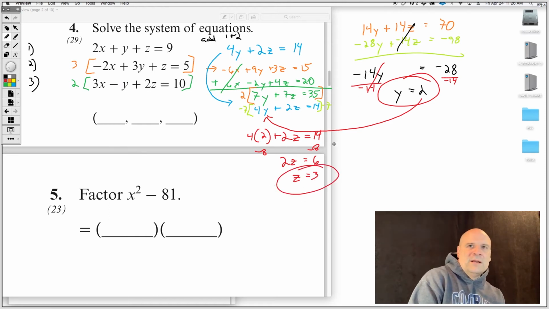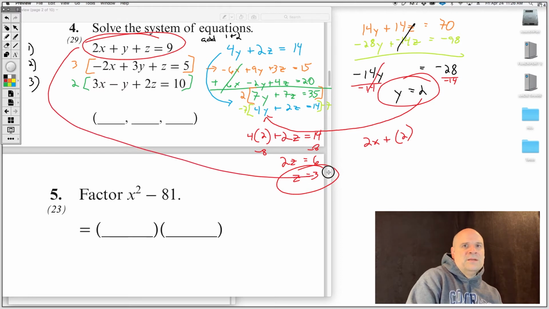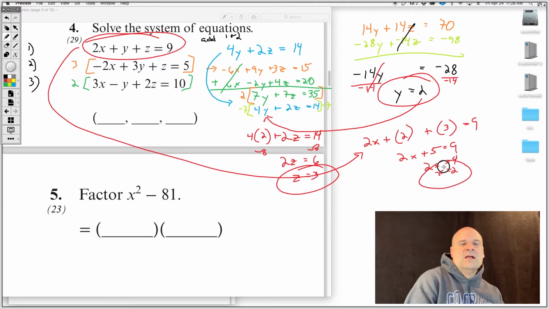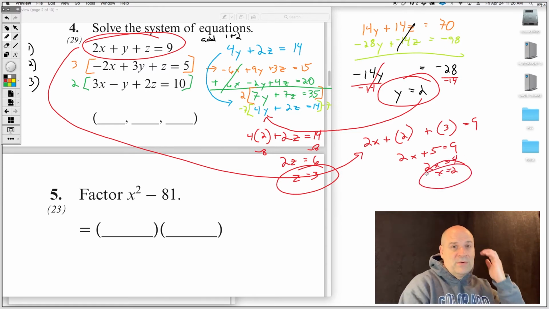All right, let's plug both of these guys into this top equation. So that's going to be 2x plus y, which is 2. So I'm taking this guy and I'm plugging it in right there. Plus z, which is 3, equals 9. So 2x plus 5 equals 9. 2x equals 4. x equals 2. All right, so we know it works in that top equation.